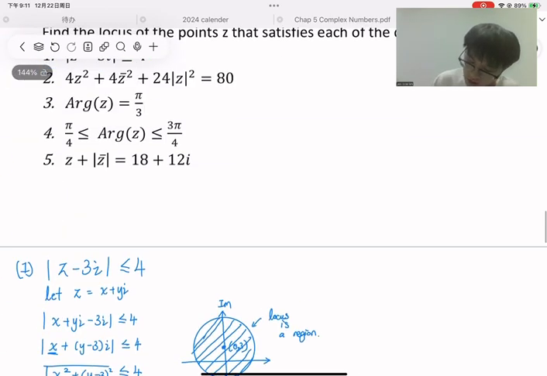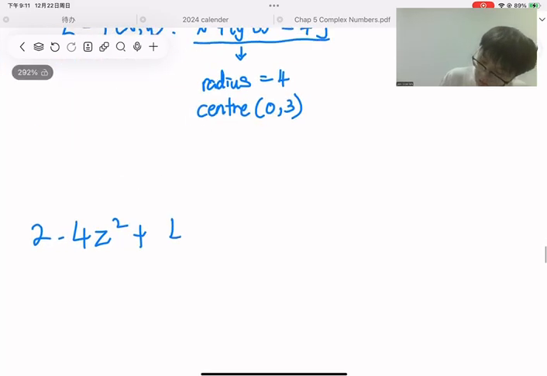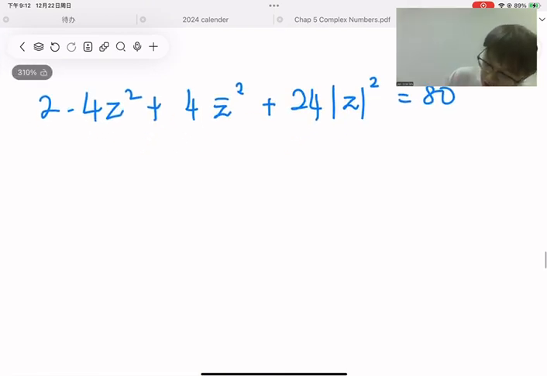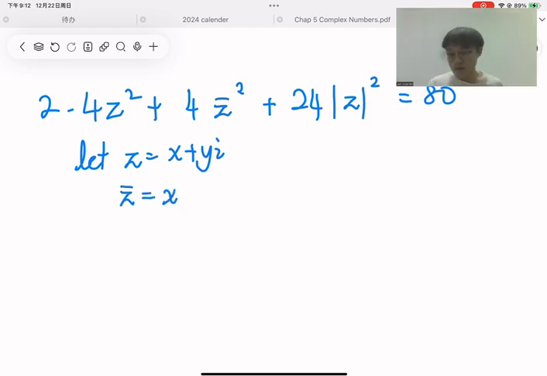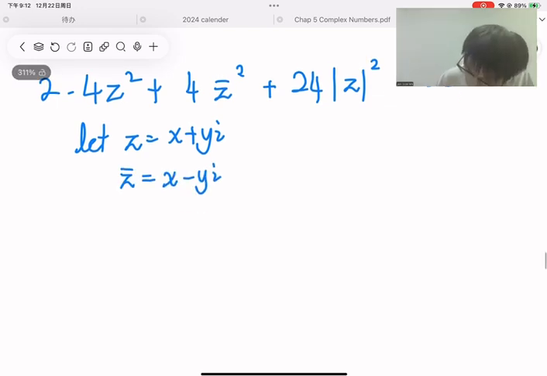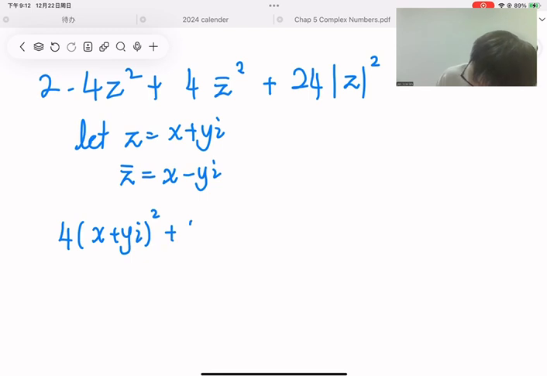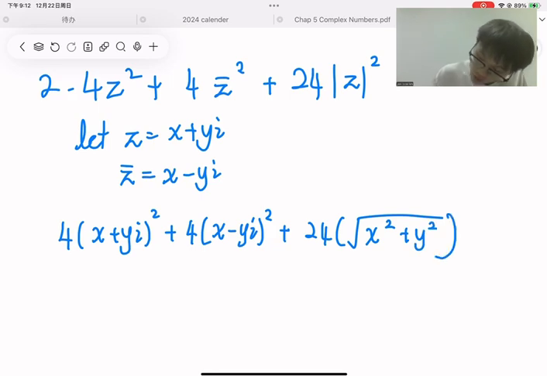So we go through the second question, which is 4z squared plus 4 conjugate z squared plus 24 modulus z squared equal to 80. The first step is always the same: let z equal to x plus yi, so the conjugate z is equal to x minus yi. We substitute z, conjugate z and the modulus z into the equation: 4(x plus yi) squared plus 4(x minus yi) squared plus 24, and remember the modulus squared is x squared plus y squared, equal to 80.